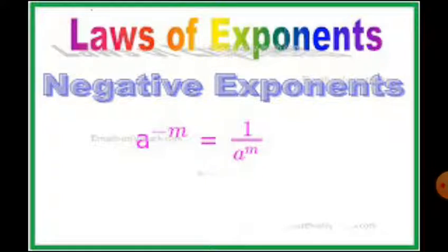If it is a power minus m, if the given number's power is negative, that is equal to 1 by a power m. If the power is negative, write 1 by, and write a with the power positive. That's all. It is very, very important. We use this law in many problems. So carefully learn: a power minus m is equal to 1 by a power m.